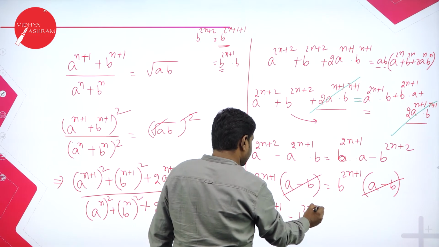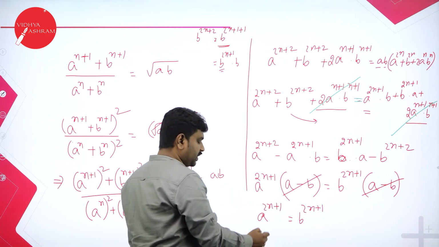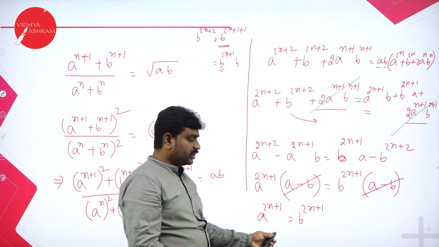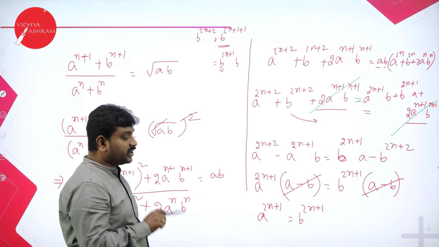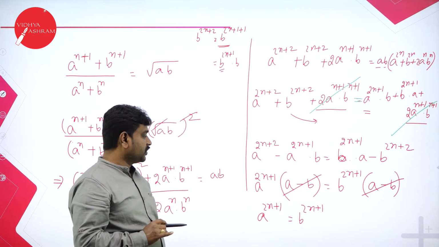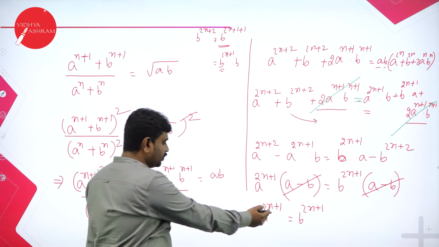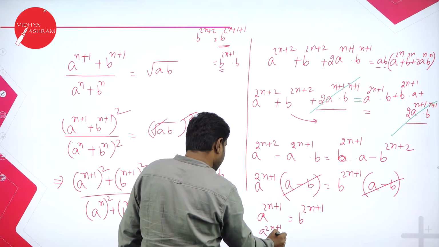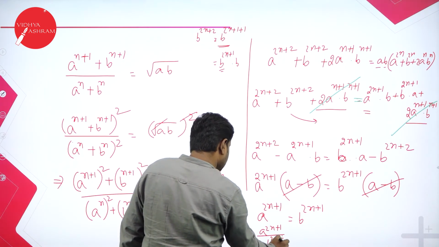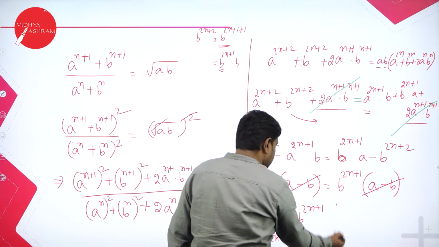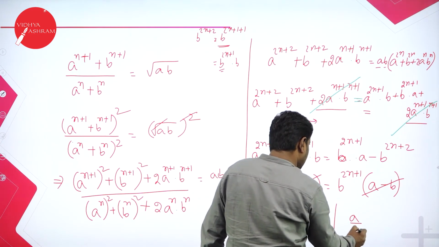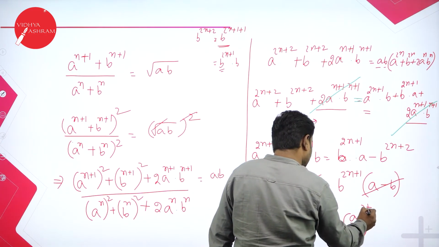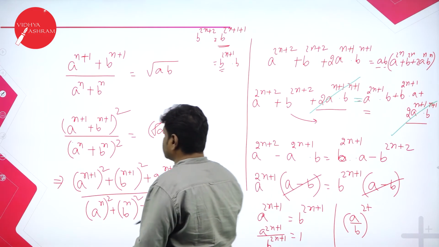Now, powers are same, I can't equate the bases directly, but the reason is I am interested to get what is called the n value. So bring it to LHS. If I bring it to LHS, a^(2n+1) divided by b^(2n+1) becomes 1. Further, (a by b) whole power 2n+1 becomes 1. So powers are same.